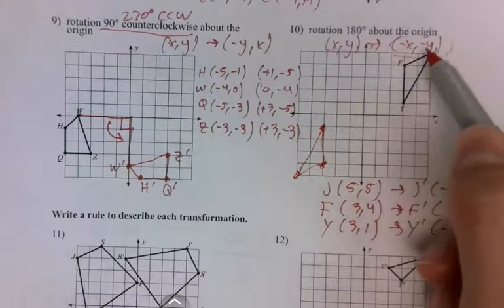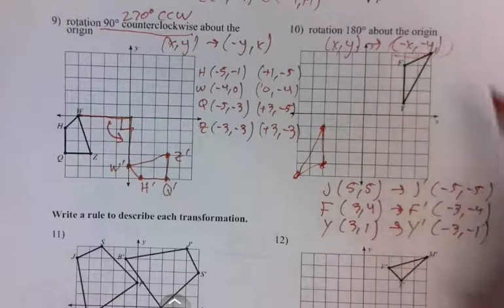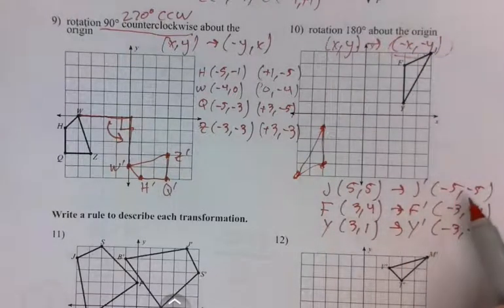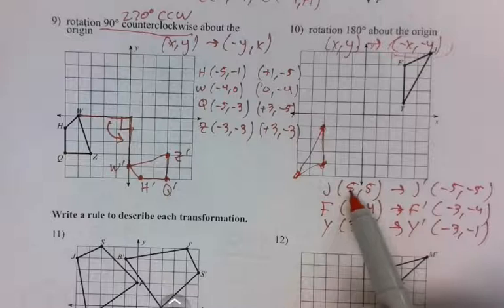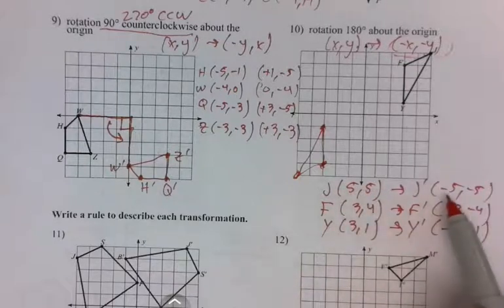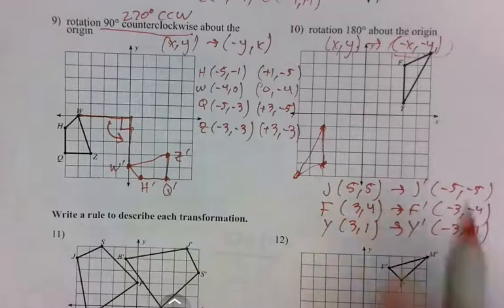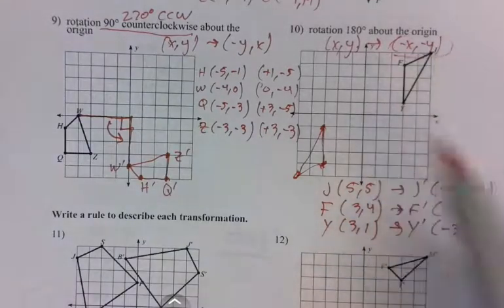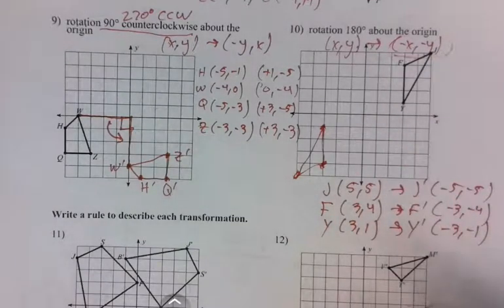Now, I do want to make sure this is clear. This does not mean that they become all negative. That just happened to happen in this circumstance. But let's imagine this was 5, negative 5. Then it would become negative 5, positive 5. So this rule means that they change signs. It does not mean they become negative. If they're positive, then they will become negative. But if they were negative initially, then they will become positive.